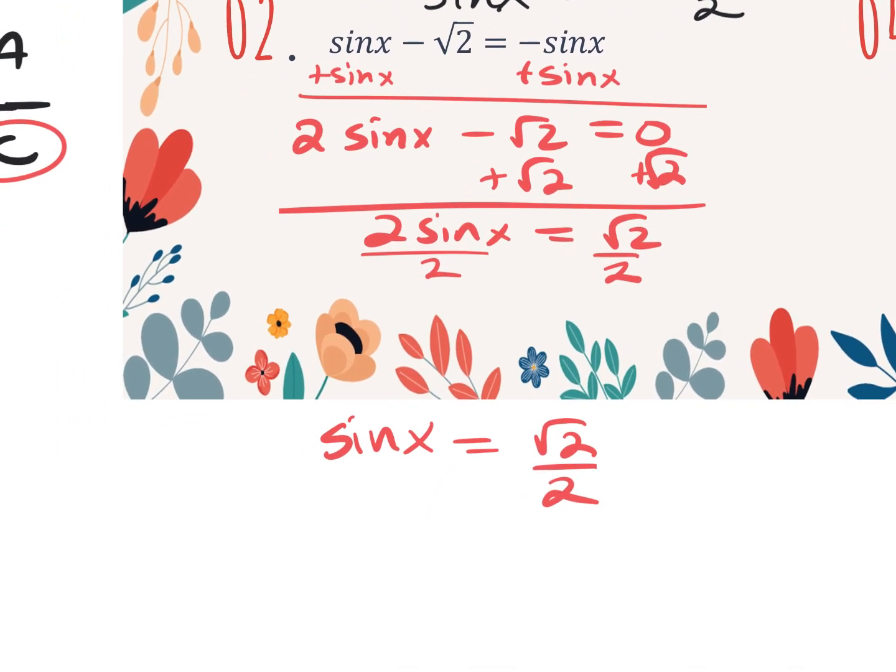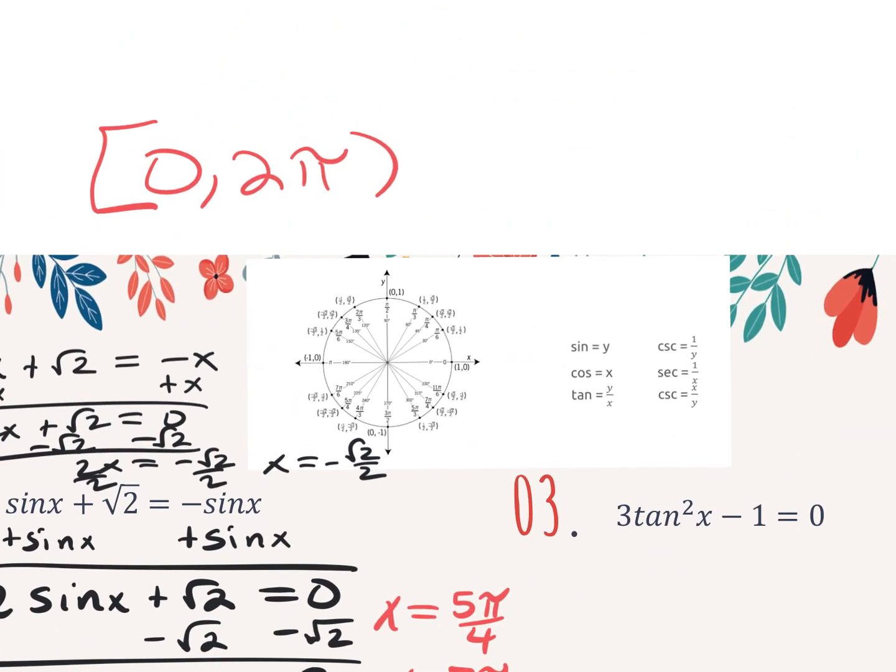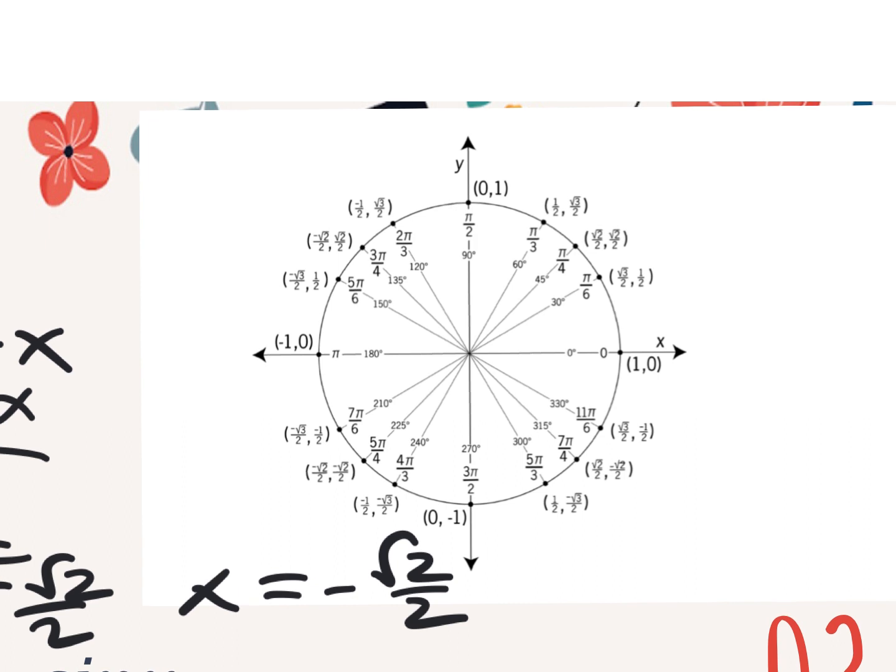So again, we can do our All Students Take Calculus. Sine is going to be positive in quadrant 1 and in quadrant 2. Remember, sine looks at y, so I'm looking for an ordered pair where y is equal to square root 2 over 2. And in quadrant 1, if you come up here to the unit circle, positive root 2 over 2 is pi over 4, and in quadrant 2, it's 3 pi over 4.